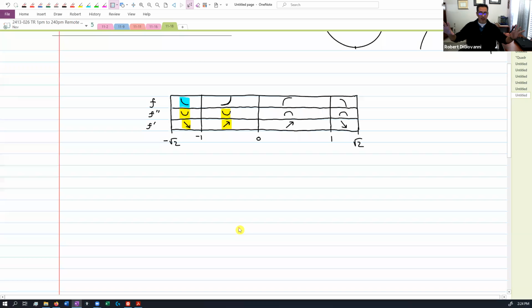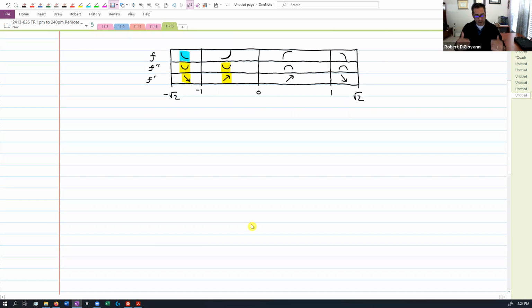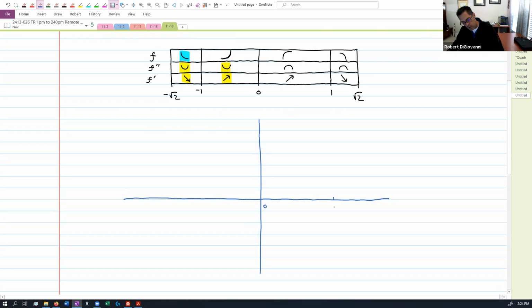Okay, so this is the first thing, my first step, is to draw that. Now what I do is directly below this, I'm ready to draw my graph. So since this is 0, I'm going to put the y-axis, then I'm going to put the x-axis, and then I put 0 here, I'm going to put 1 here, and I'm going to put √2 here. I'm going to put -1 here, I'm going to put -2 here.